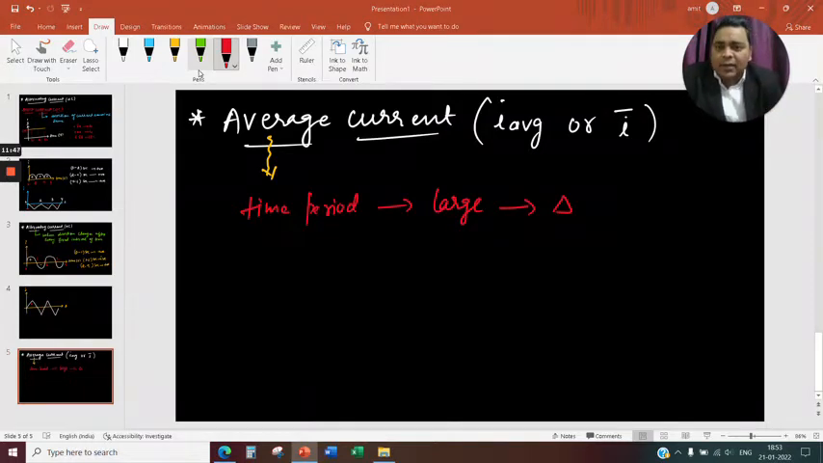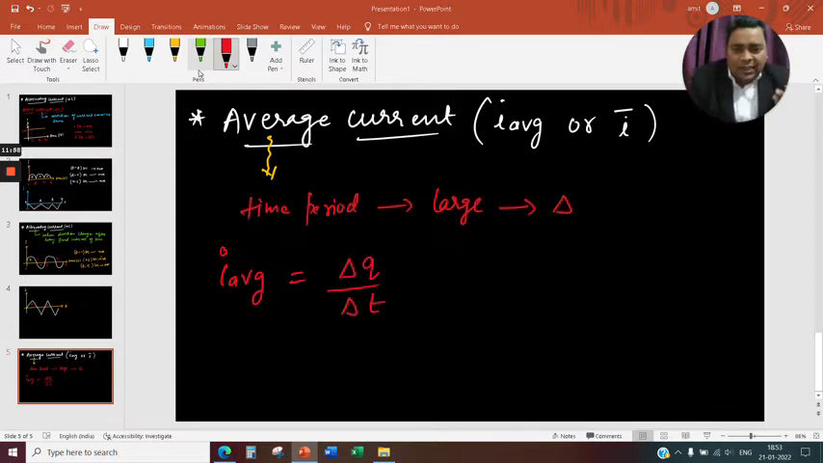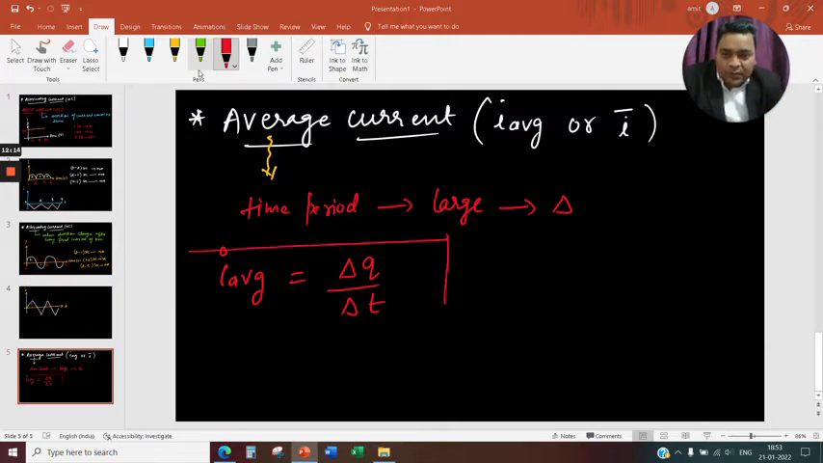Fine. So how do we define average current mathematically? I average, the average current, is equal to delta Q by delta T. That is charge per unit time: the difference of the charges between two points, divided by the difference of the time. So delta Q by delta T. For this equation, first we need to calculate the value of delta Q.